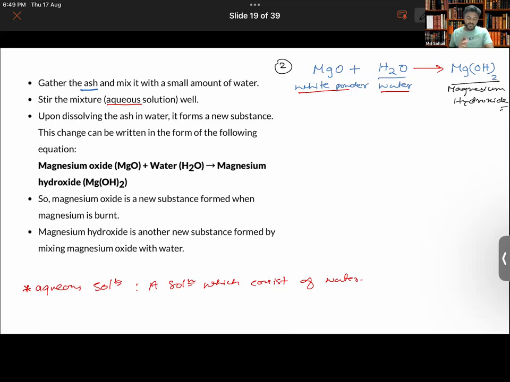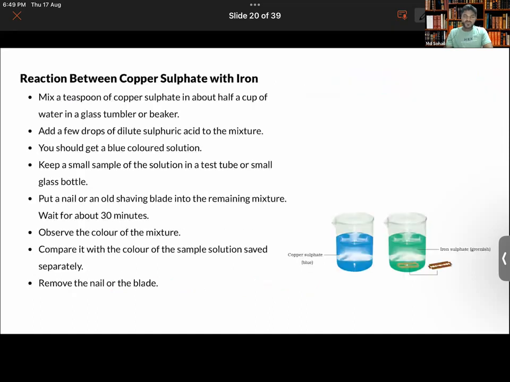So two products can be obtained here. When you are burning it, magnesium oxide is the new substance we are getting. And when you are adding water to it, you are getting magnesium hydroxide. That is the next product when you added water to it. Is the reaction clear to both of you? Yes. Okay, good. Now let's take another example of a chemical reaction.